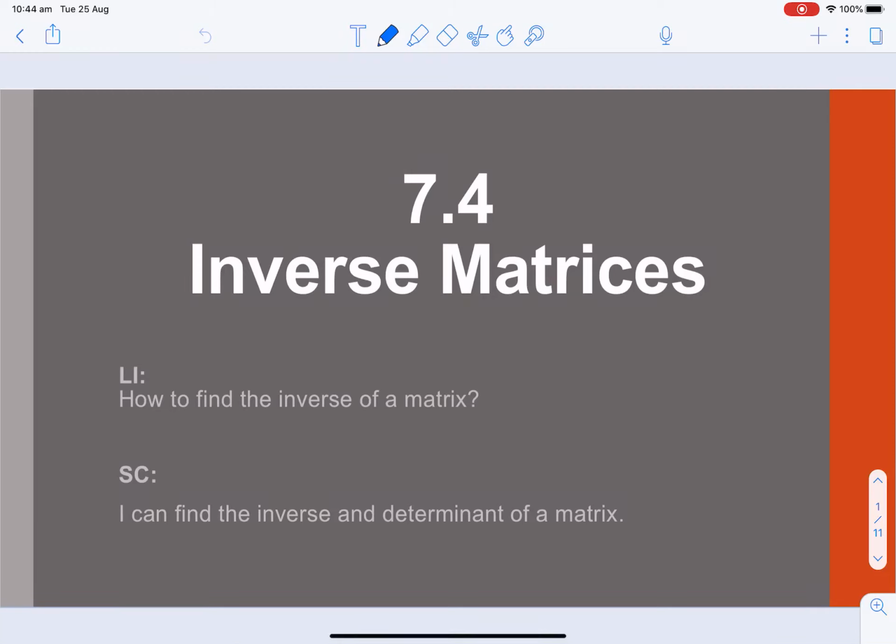7.4 Inverse Matrices. Our learning intention: how to find the inverse of a matrix. As our success criteria, I can find the inverse and determinant of a matrix.